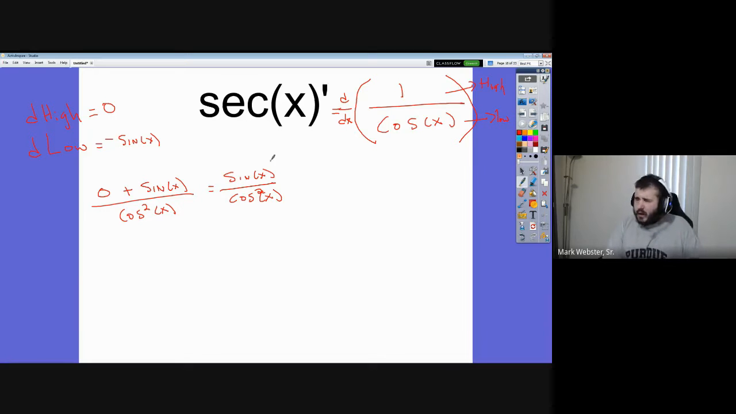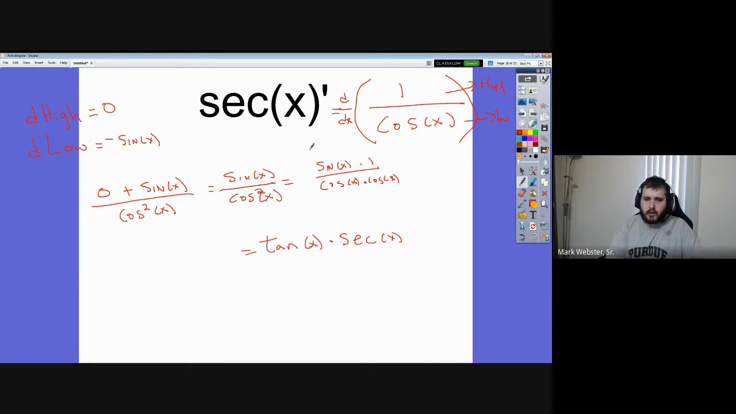Now, again, can you leave it like this? Yeah, sure, why not? But oftentimes you're going to find that you can break this up a little bit and it looks better. So you see that there's sine over, and then there's two cosines, right? Cosine squared. Well, isn't sine over cosine tangent? And 1 over cosine is secant.